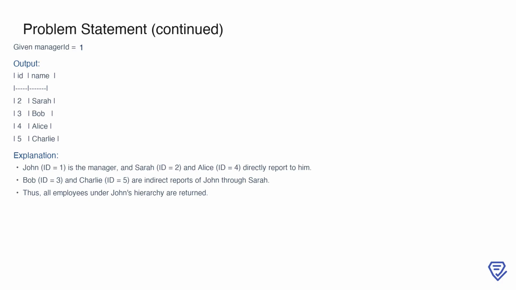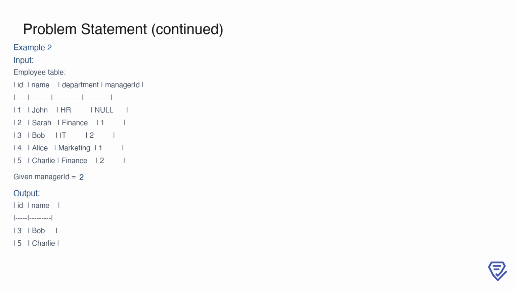Based on the input table, Sarah and Alice are direct reports of John because their manager ID is set to 1. However, Bob and Charlie also fall under John's hierarchy, as they report to Sarah, who directly reports to John. The output table, therefore, includes the IDs and names of Sarah, Bob, Alice, and Charlie, sorted in ascending order by ID.